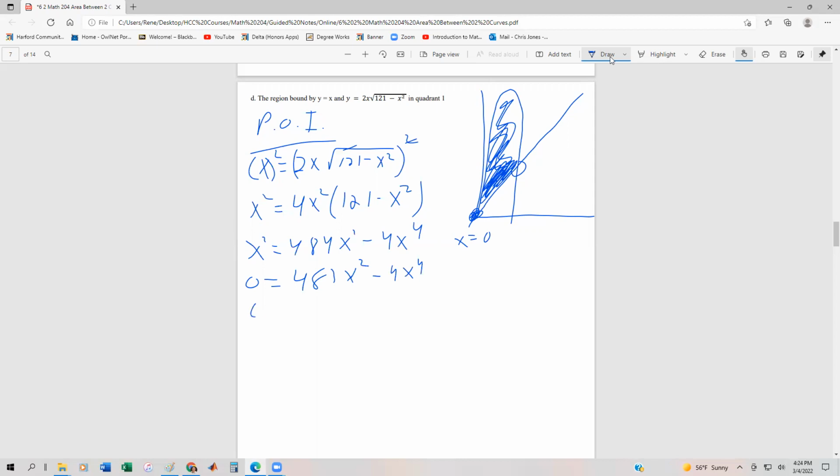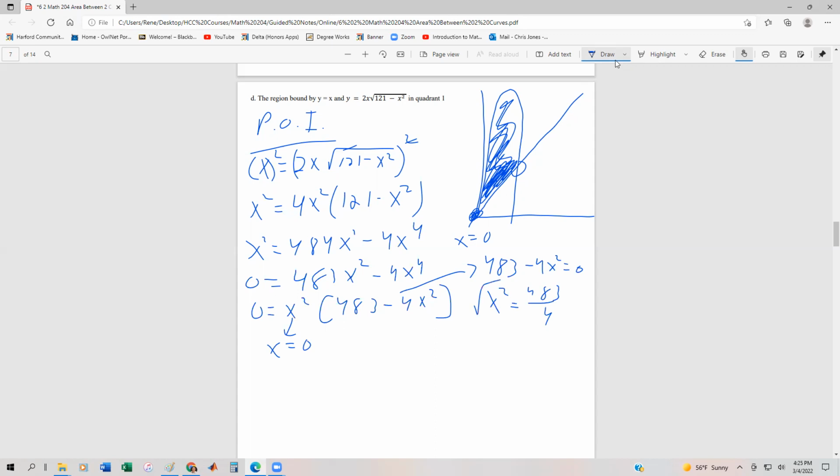Factor out an x squared. Sorry about that. Factoring out the x squared, then we end up with 483 minus 4x squared. Clearly, we already know that this is x equals 0, easy one. Over here, we're just going to set this to 0. So 483 minus 4x squared equals 0. We're going to solve for x squared, so we're going to subtract 483 and divide by negative 4. So x squared equals 483 over 4.